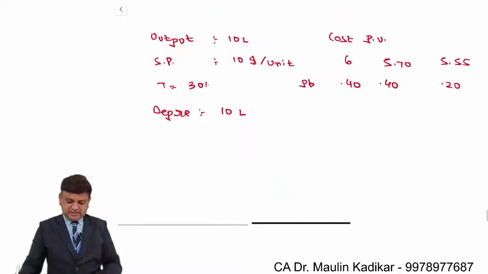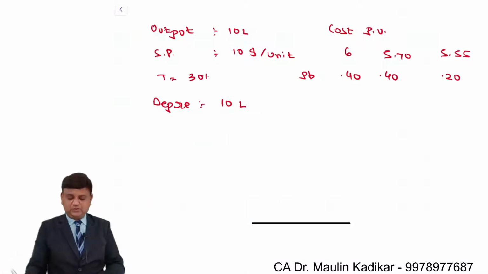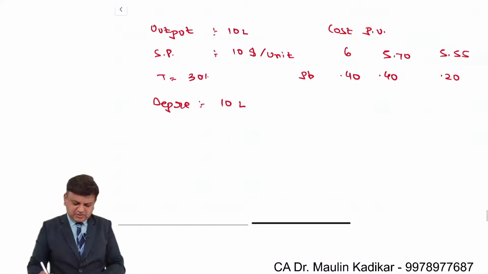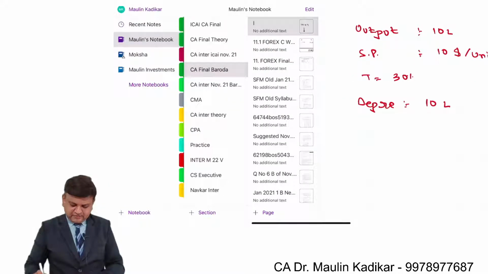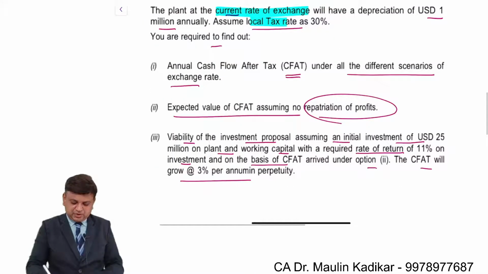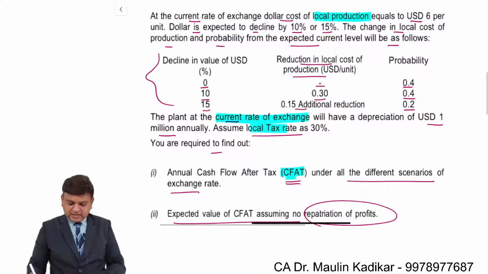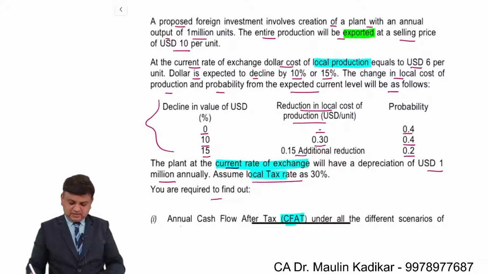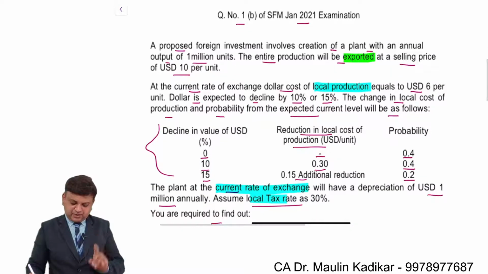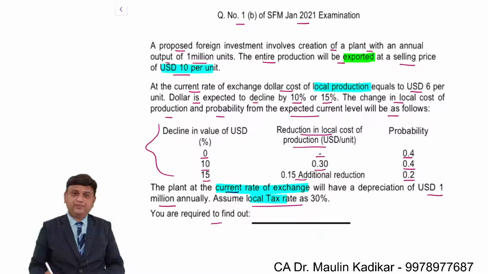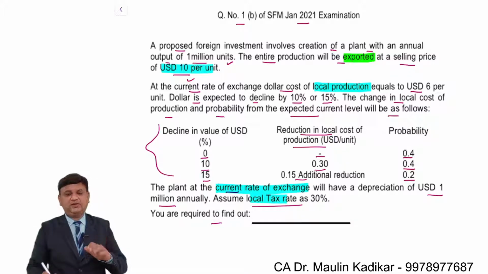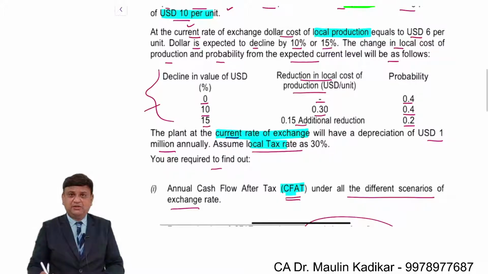Let us understand how to make the calculation of the answer for this question. The very first question provided to us is very simple, friends, wherein you are required to compute the CFAT. Dear students, it is clearly provided that we are going to export the product at the rate of $10. So, using your calculator, 10 lakhs into 10 is 100 lakhs, or we can say 10 million is going to be the sales revenue in any of the conditions.